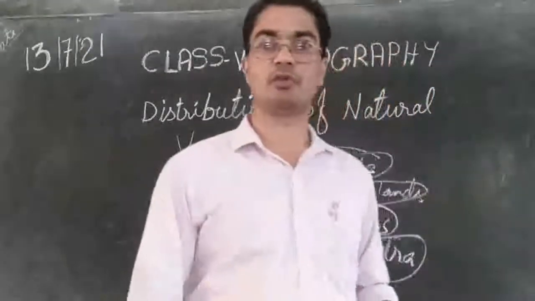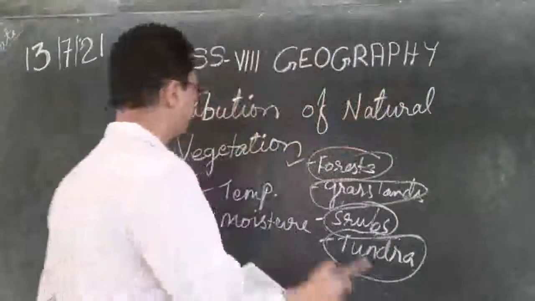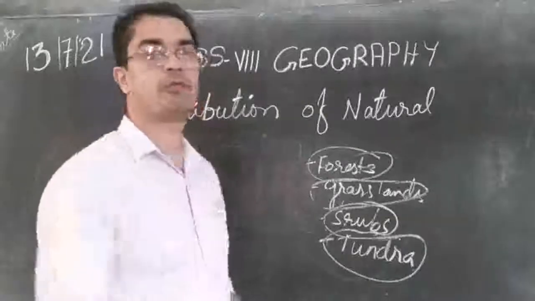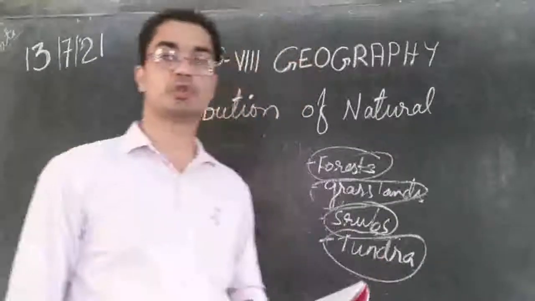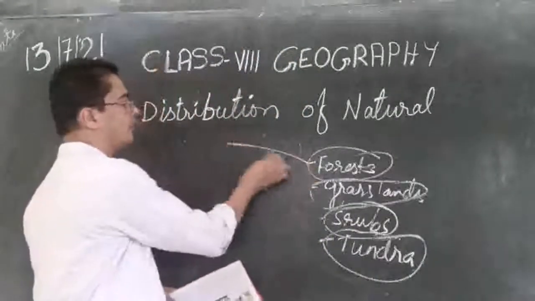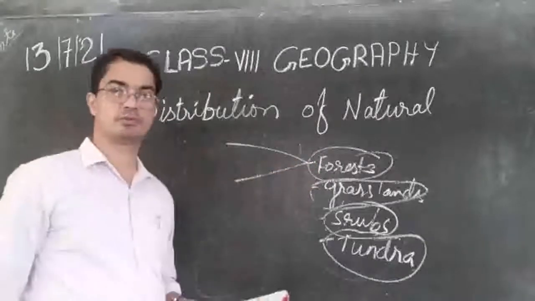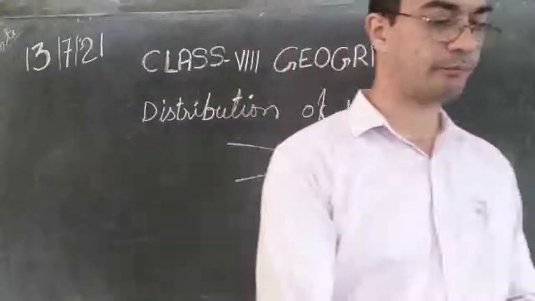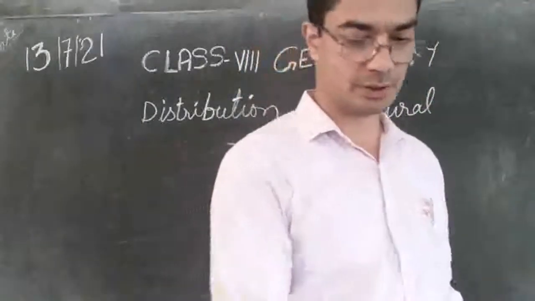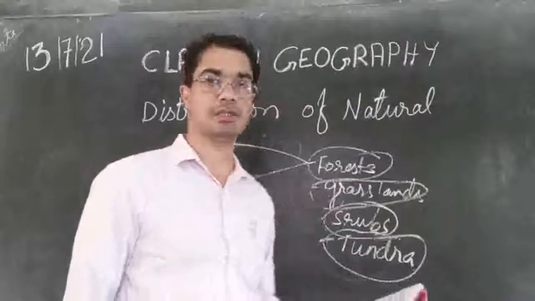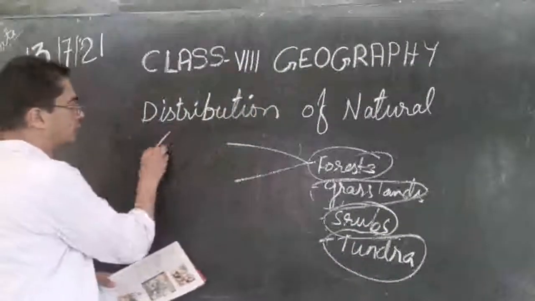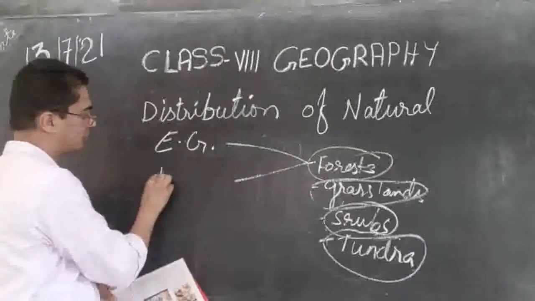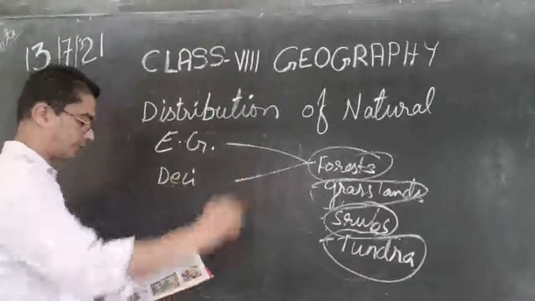Now we shall come back to forests. Forests we can divide into two. You might have heard about two types of forests. One is called evergreen forest, another one is called deciduous forest.